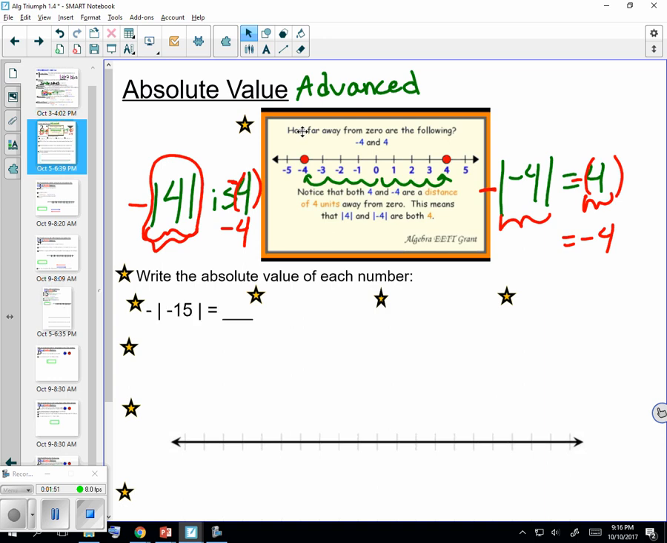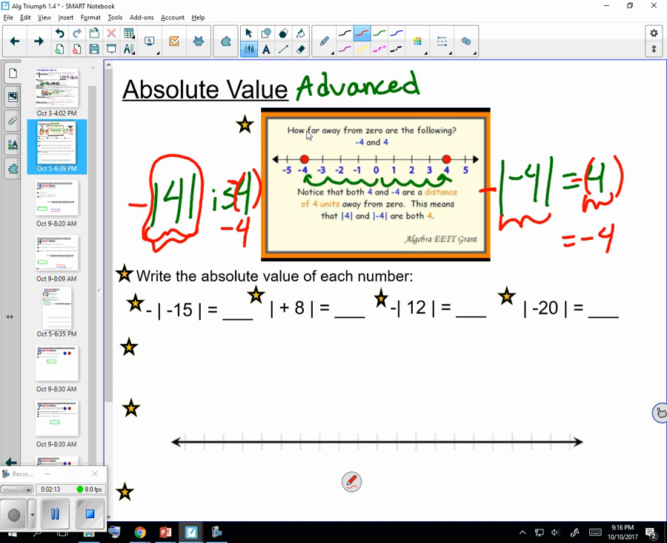Now, your turn to try some of these. What is the negative absolute value of -15? Figure it out in your notebook. What is the absolute value of 8? What is the negative absolute value of 12? And what is the absolute value of -20? Pause your video and see if you can get the answers.